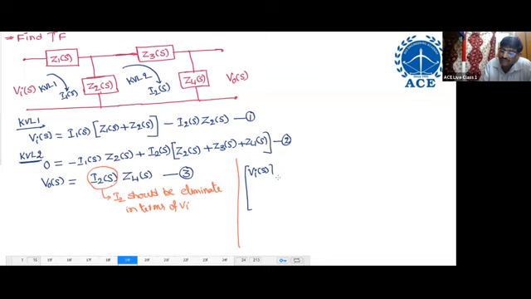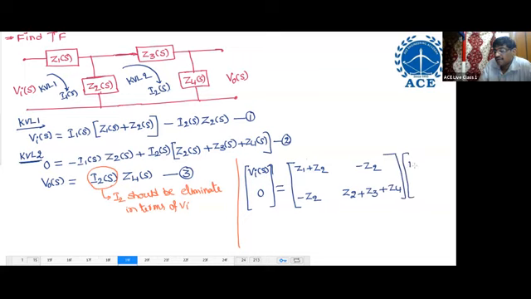Put in matrix form. Vi of S equal to: here Z1 plus Z2, here minus Z2. Here is the I1 coefficient, Z1 plus Z2, and the I2 coefficient, minus Z2. Here the I1 coefficient is minus Z2, and the I2 coefficient is Z2 plus Z3 plus Z4, multiplied by the column I1 of S, I2 of S. Put into matrix form. So if we expand this, what will I get?